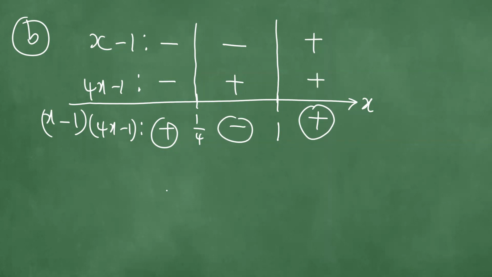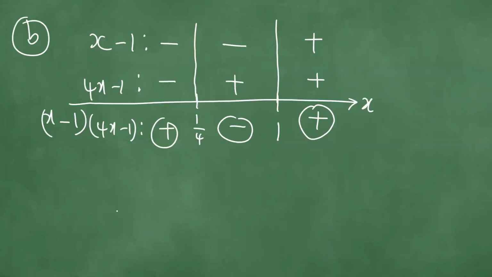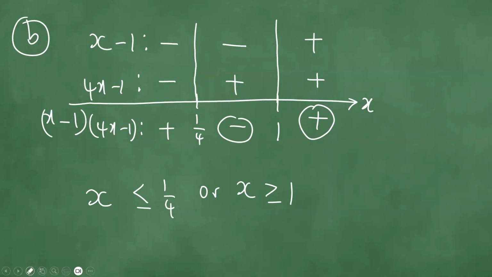And then what is the answer? Recall that we were dealing with this inequality that is greater or equal to 0. And therefore, where do we have greater or equal to 0? The positive is when x is less or equal to 1/4, or when x is bigger or equal to 1. And that is the answer. And we proceed.